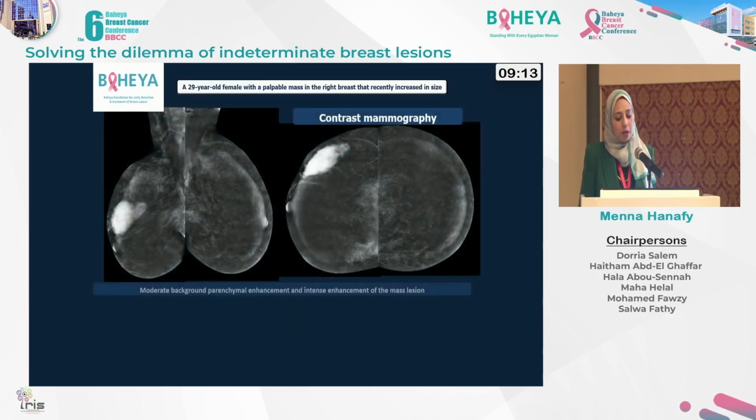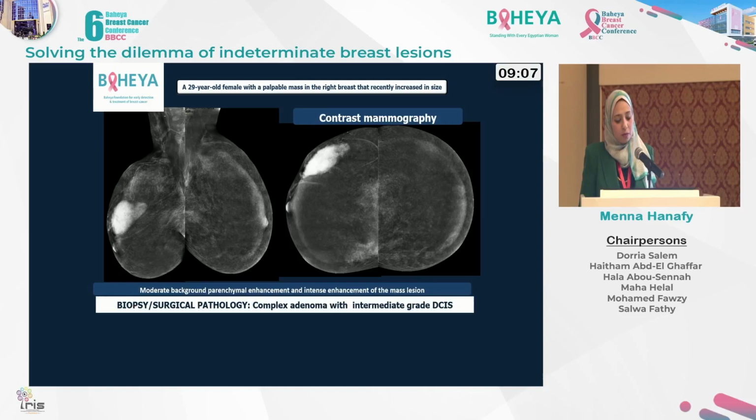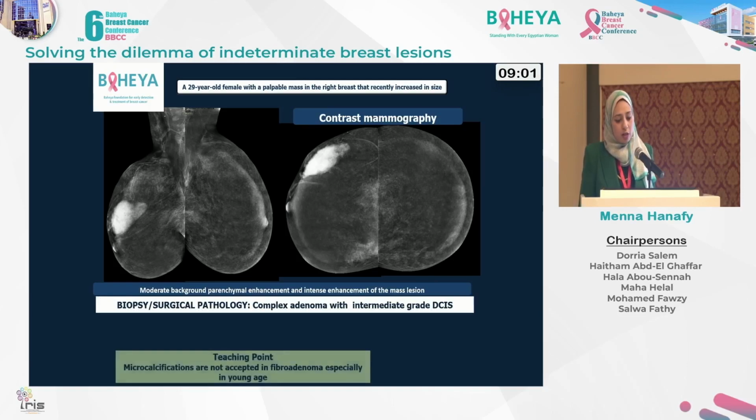Contrast mammography revealed moderate background parenchymal enhancement and intense enhancement of the mass lesion. Biopsy and surgical pathology showed complex adenoma with intermediate grade DCIS. Teaching point: microcalcifications are not accepted in fibroadenoma, especially at a young age.